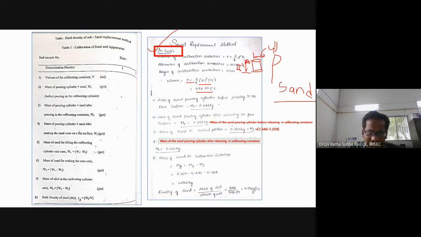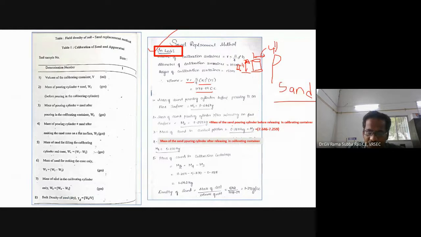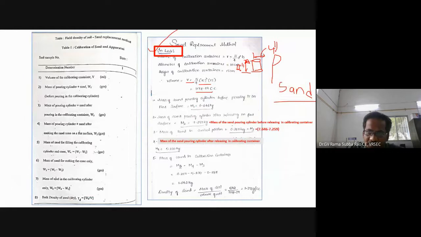Now let us start the experiment. Initially, this is what we have done in the laboratory. One can see the way we have determined the density of sand. Initially, we fill this sand pouring cylinder with sand. Let me show you the mass of the sand pouring cylinder before pouring it on a flat surface. We take the mass of the sand pouring cylinder before releasing it on the flat surface.